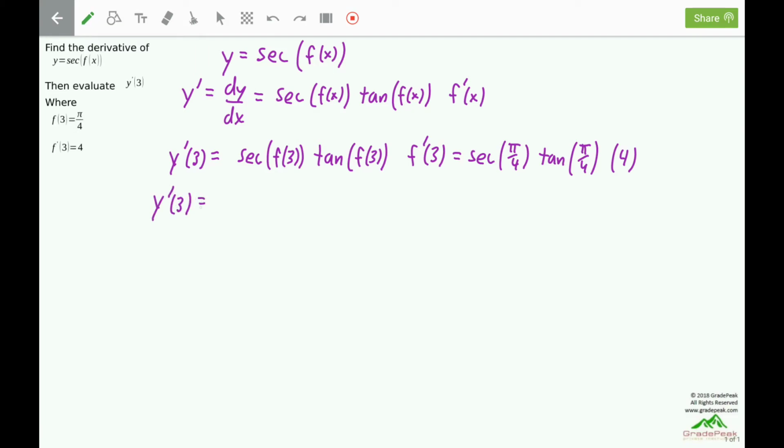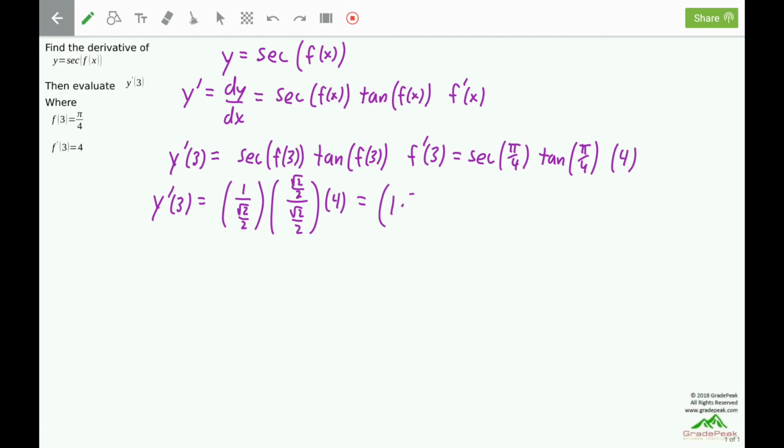So y prime of 3 equals secant of pi over 4. Well, secant is 1 over cosine. And cosine of pi over 4 is root 2 over 2. Secant is 1 over that. Tangent is sine of pi over 4, root 2 over 2, over the cosine of pi over 4, also root 2 over 2. All this multiplied with a 4.